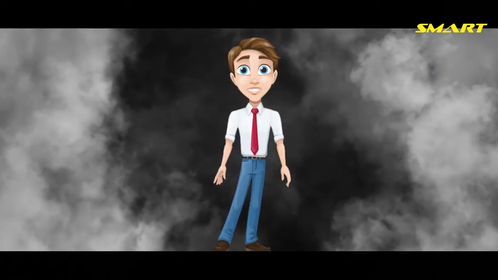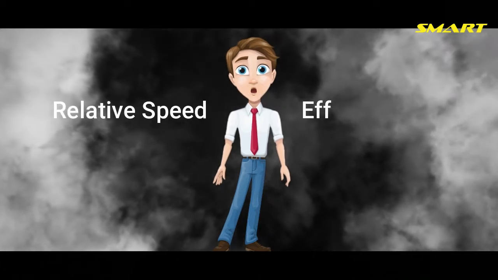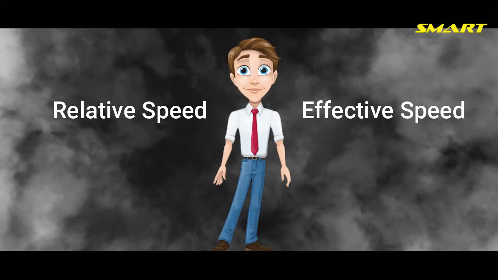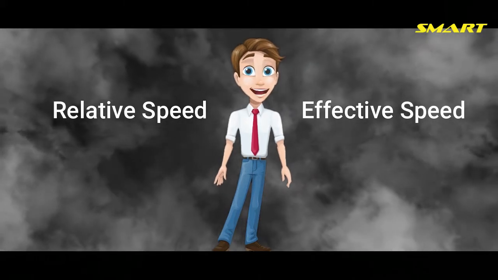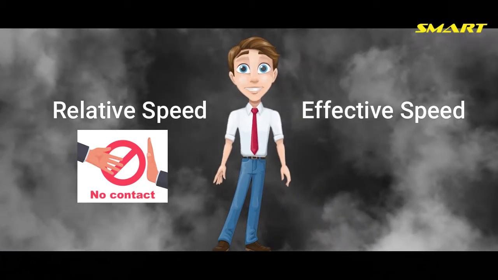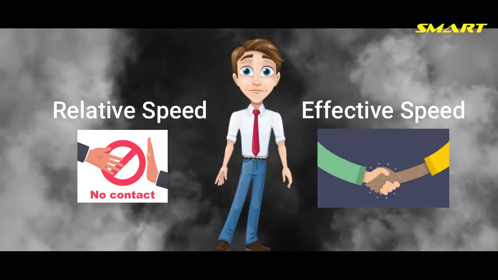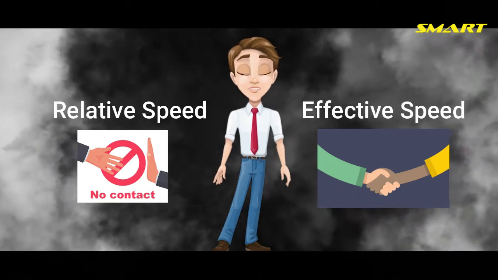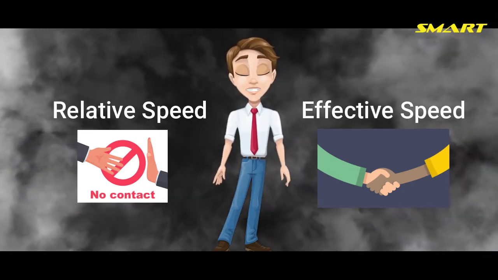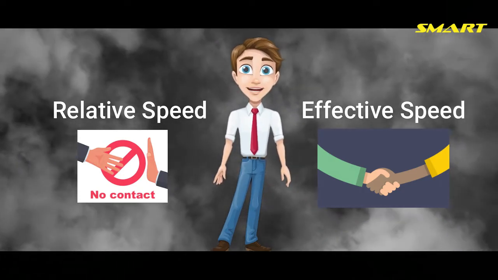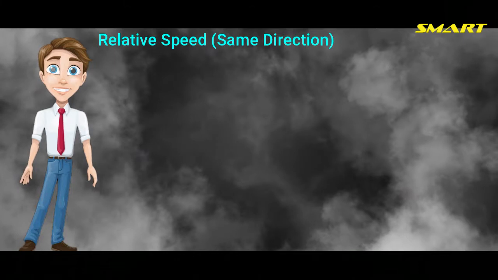And now we can discuss relative speed and effective speed. Friends, keep this in mind: we'll use relative speed when there is no contact between the objects, and we'll use effective speed when there is contact between the objects. This is the easiest way of finding whether we have to use relative speed or effective speed. We can start with relative speed, okay?